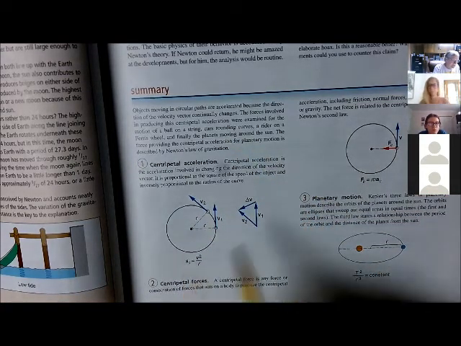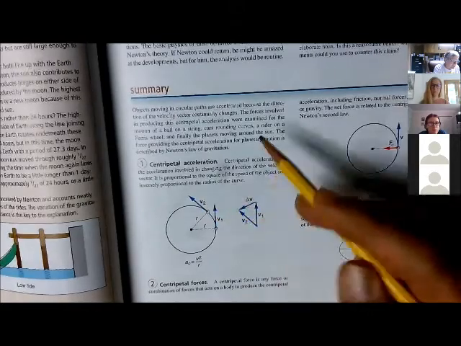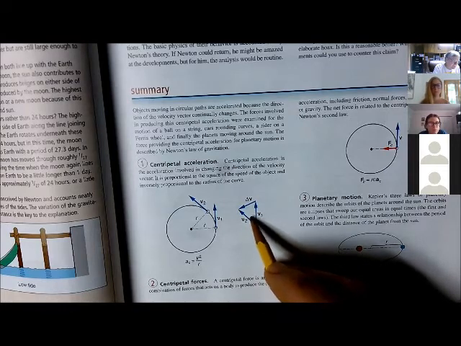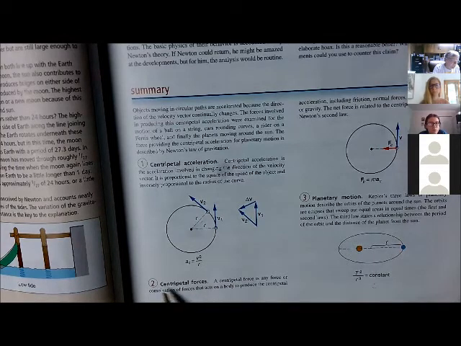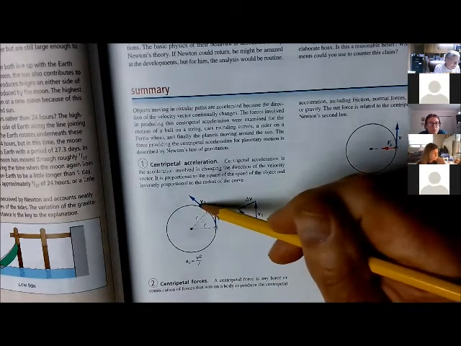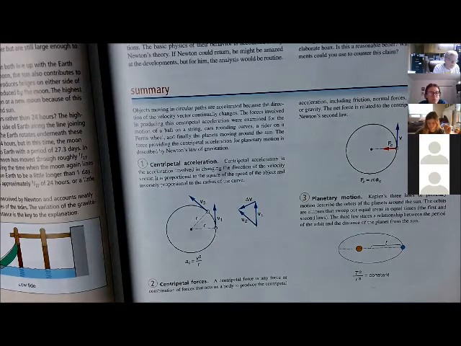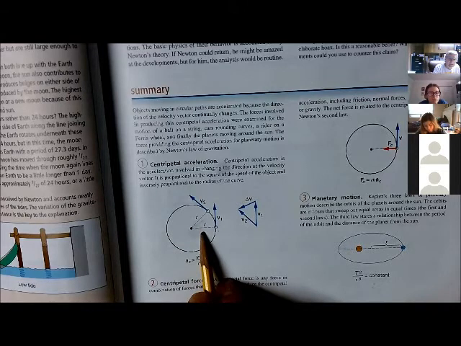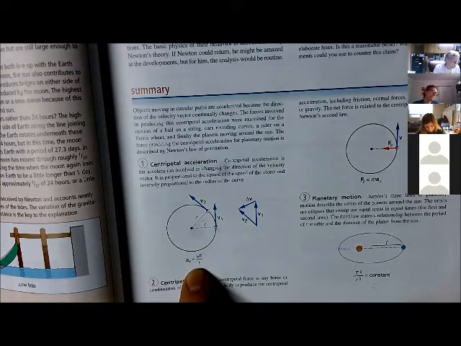For the centripetal acceleration, we talked about how the velocity vector changed, and that the difference between the final and the initial velocity vectors winds up pointing towards the center, which is why it's called centripetal, which means center seeking. In this motion, the speed is the same and the radius is the same, and we get this formula: the centripetal acceleration is equal to the speed squared divided by the radius.